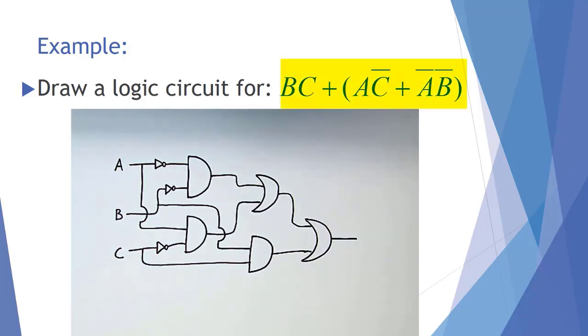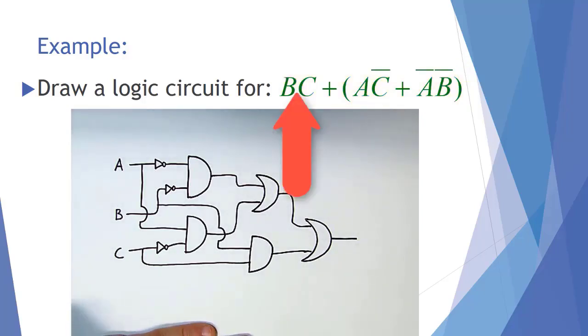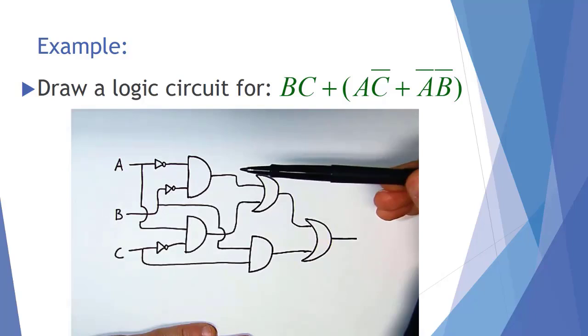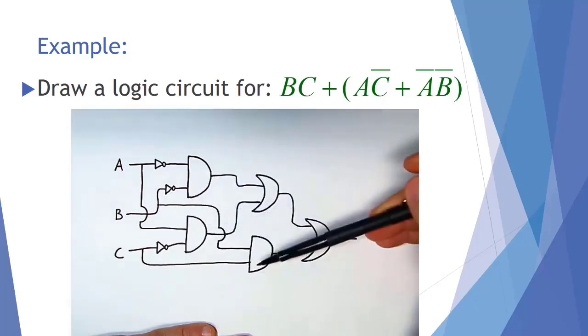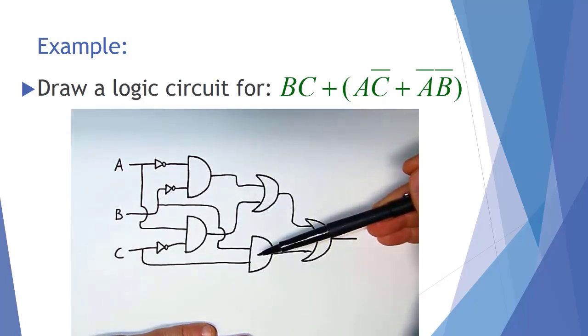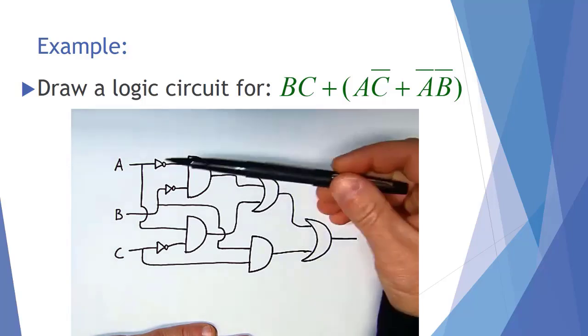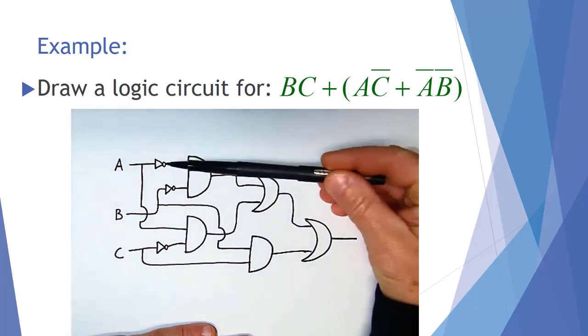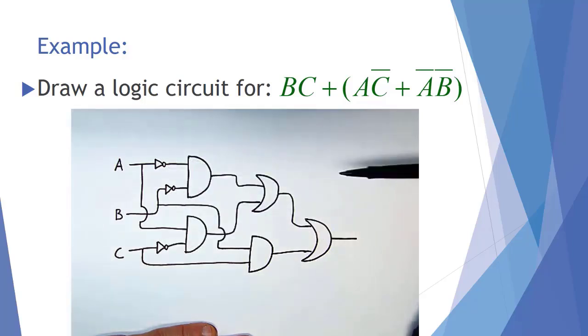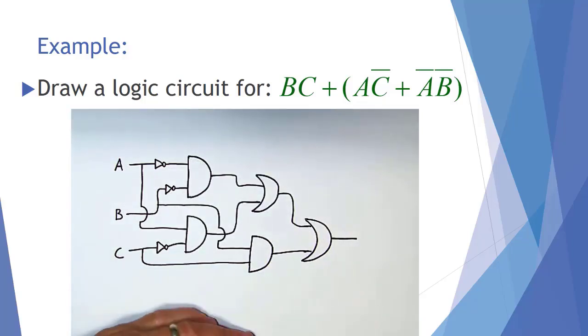Now I want you to notice something. We have three multiplications here between B and C, A and C naught, and A naught, B naught, and we have three AND gates, one there, and one there. We have two Boolean additions in our expression, one inside the parentheses and one out, and we have two OR gates. We have three inverters, C naught, A naught, and B naught, and we have three inverter symbols. So there's our logic circuit.